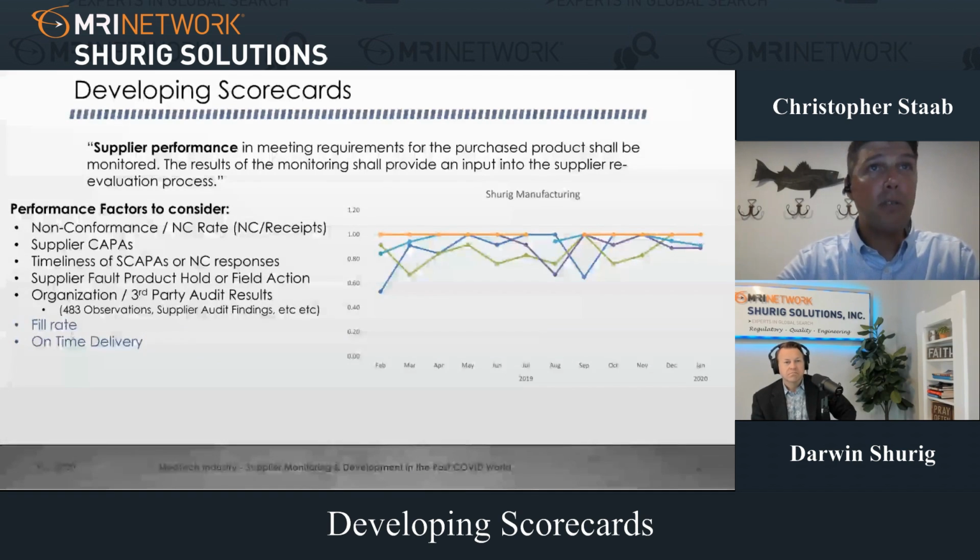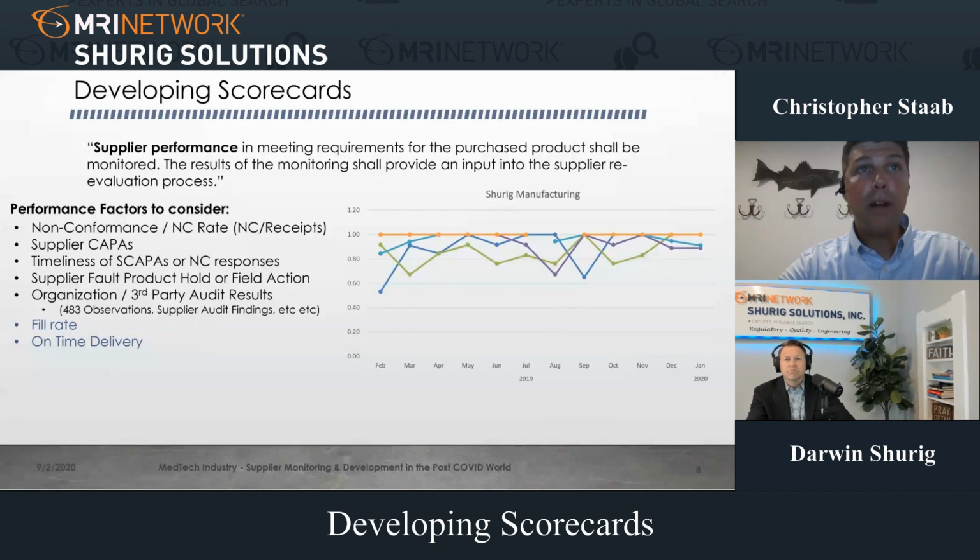Non-conformance, but then also non-conformance rate. Sometimes you want to have that data normalized, so that you do non-conformance based off of how many receipts you've had. Supplier CAPAs, the timeliness of those CAPAs. Were they late? Were the responses adequate? Did they go effective or ineffective? Do they have proper management of those customer complaints?